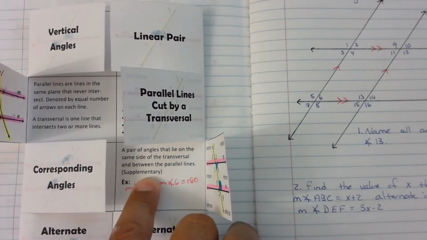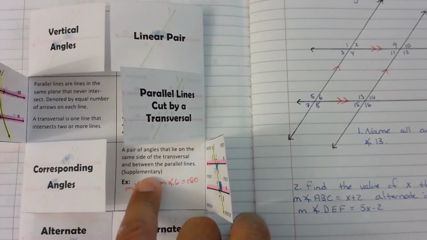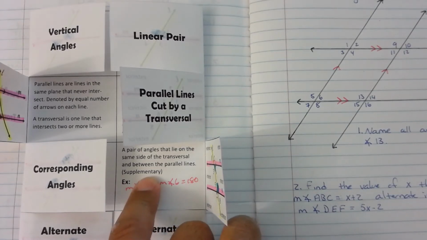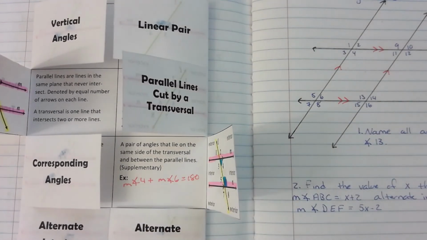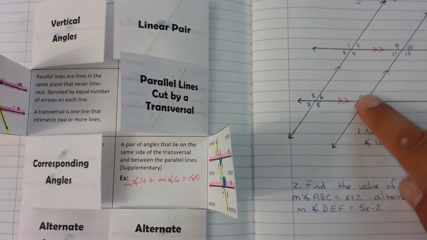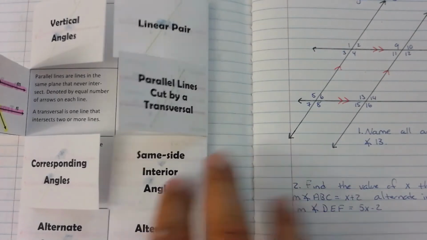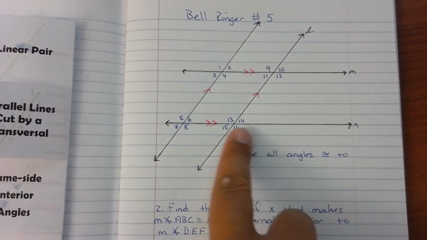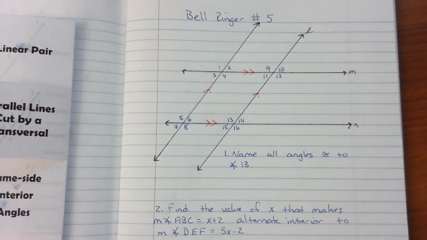Esteban? You said 13 and 12. Why? They're alternate. Alternate what? Interior. Good. Alternate interior angles. 13 and 12 are alternate interior angles. They're congruent.